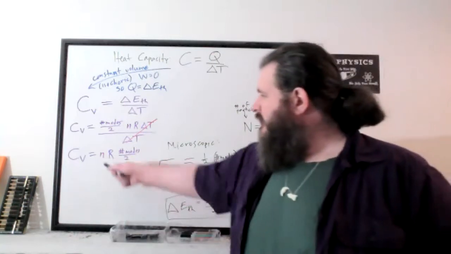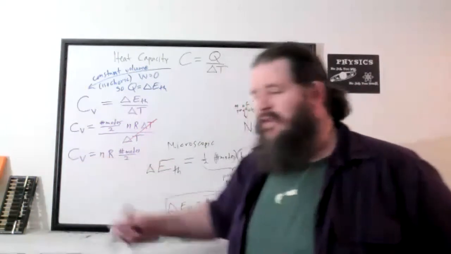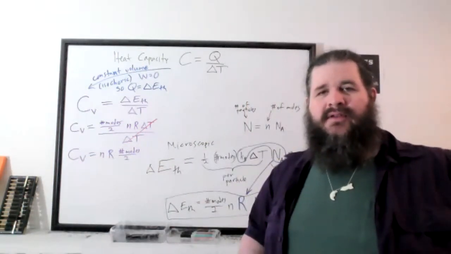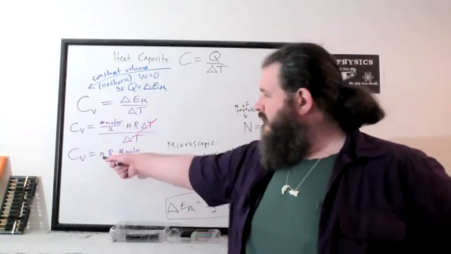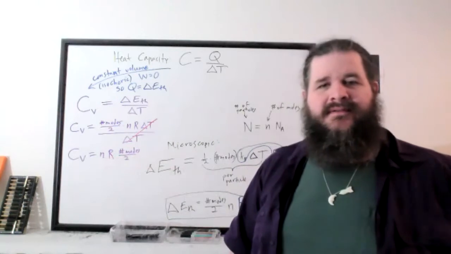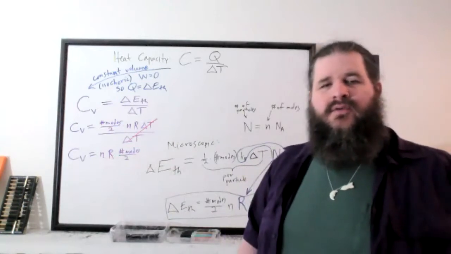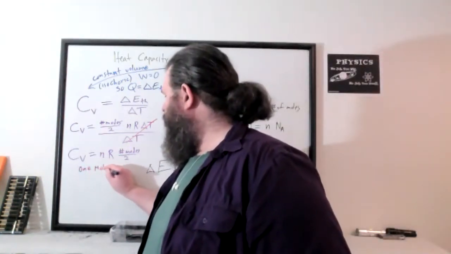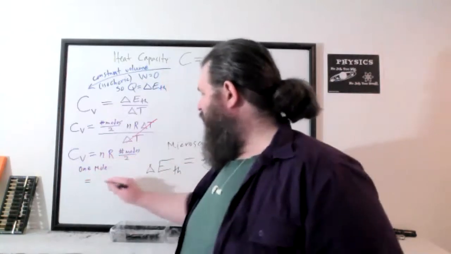And note that this depends on how much of the substance there is. The more of the substance there is, of course, the higher the heat capacity is. But we often want to standardize this so that it only depends on the type of substance and not how much there is. So to standardize this, what's a convenient number of moles to use? 1. Yeah, if we standardize this to exactly 1 mole, we get 1 times R from the number of modes over 2.